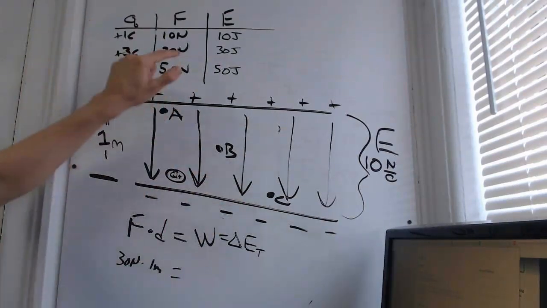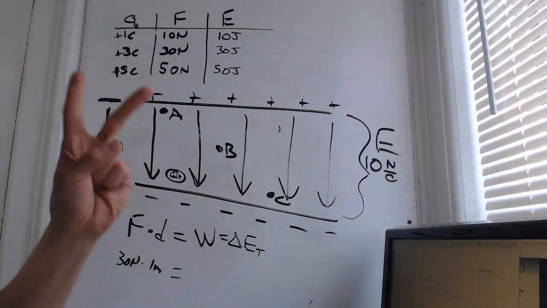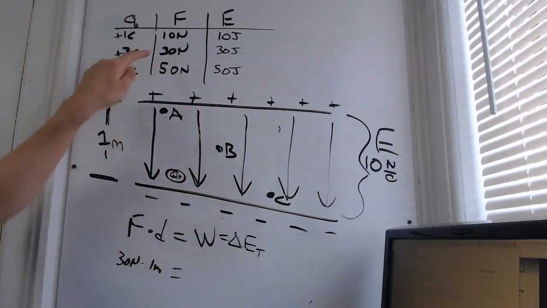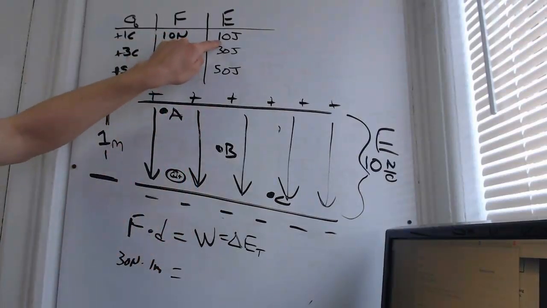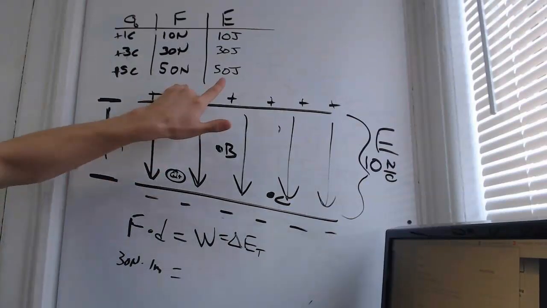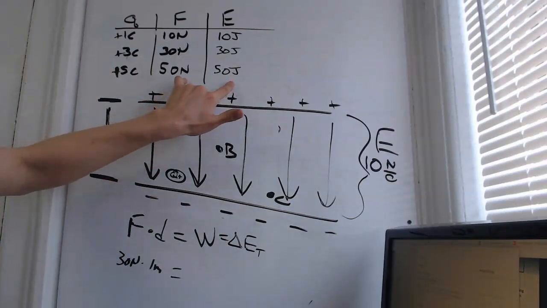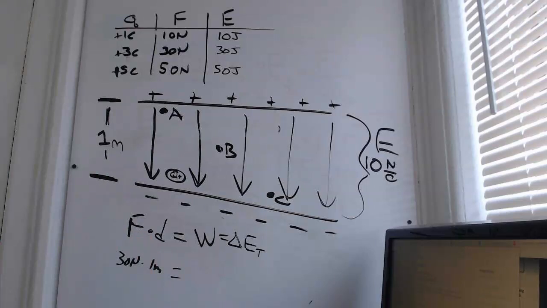Because I chose 1 meter, the force and the energy were the same. If I had chosen 2 meters, those numbers would not be the same number, right? These are not the same thing. A newton is not a joule. It's just because I chose 1 meter to try to make things simple that the numbers themselves are the same number, 50 and 50, 30 and 30, 10 and 10. It's not meaningful. A newton is not a joule. So those aren't the same things, right?